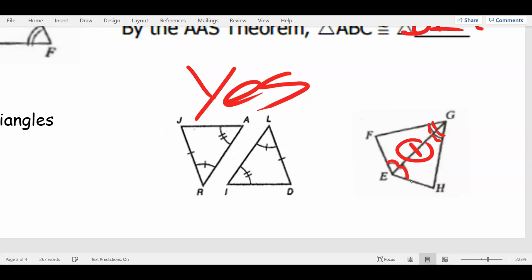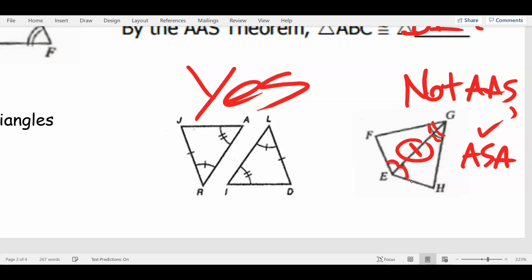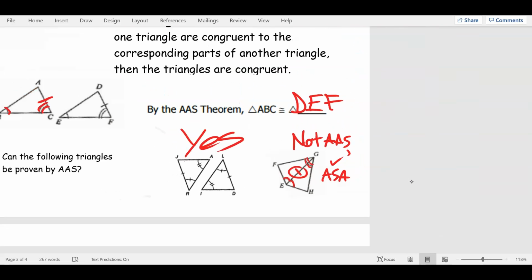Do you see how this side is between? It's not after it, it's between them. That's not AAS. So no, it's not AAS, but it is ASA. Okay? You got to see the difference. One has the side between, one has the side after. Okay?